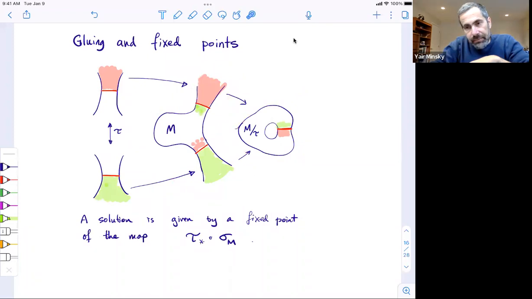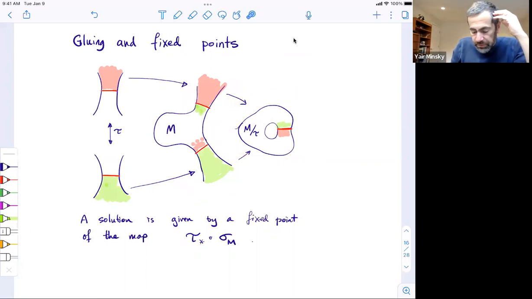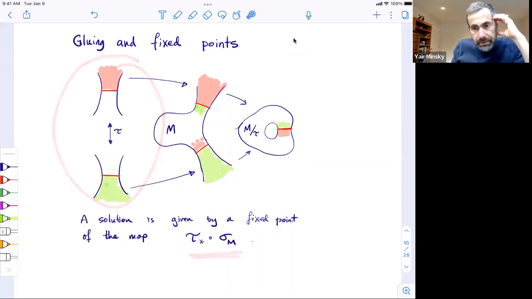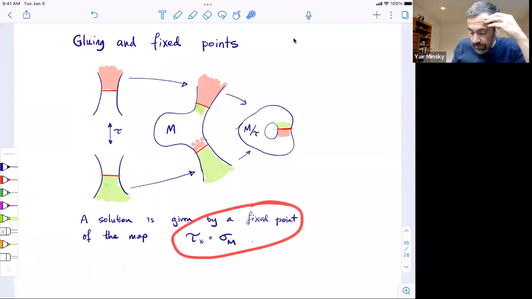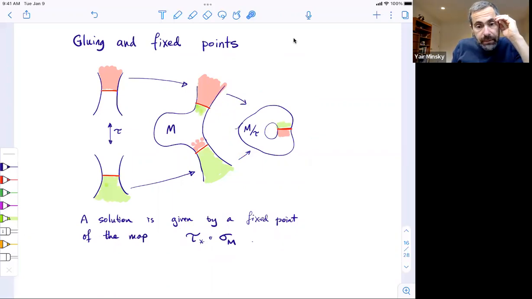What this diagram shows directly is that if you have a solution, then it corresponds to a fixed point. You trace through this diagram and you see that what I've really produced here is a fixed point of this combined map. And what Thurston also proved using the Klein-Maskit combination theorem is that the converse also works. If you have a fixed point, then it gives rise to a solution, to a metric on this manifold. And so he's reduced the gluing problem to a fixed point problem.